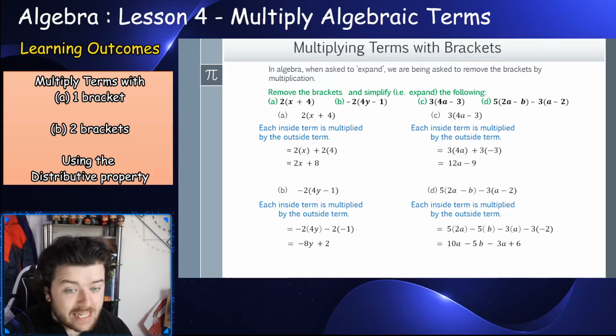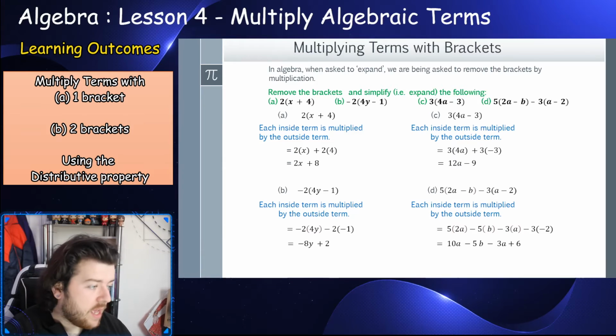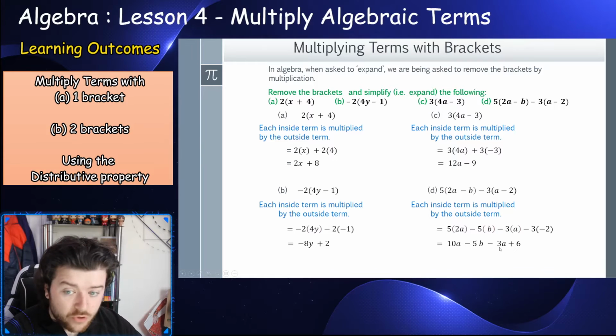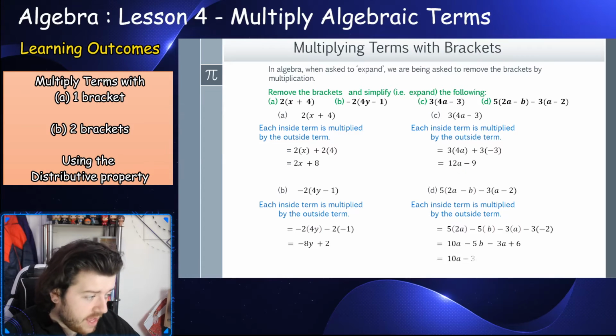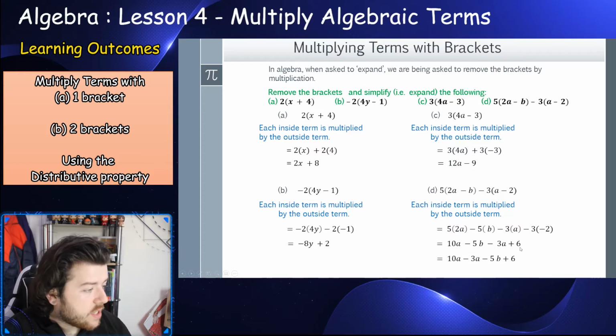Now I can add and subtract like terms, yeah? So I have a's, b's, and numbers. So let's sort them out first. So I have a 10a, and I have a minus 3a. So I'm able to group them together. So 10a minus 3a is going to be 7a. Then I have b's, and then I have numbers, and I don't have any other like terms. So I rearrange them here.